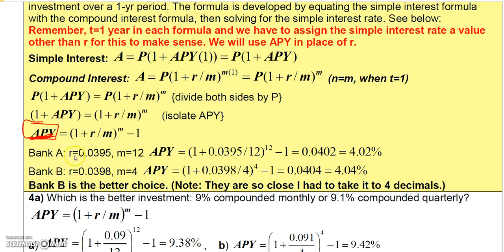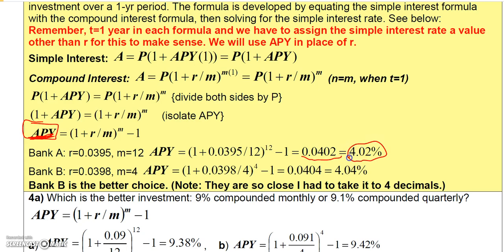Let's calculate the APY for Bank A. Now remember, Bank A had a rate of 3.95% and it was compounded monthly. So if we calculate the APY, we would have 1 plus 0.0395 divided by 12 raised to the 12 minus 1. And that gives me 0.0402. Well, that would be 4.02%.